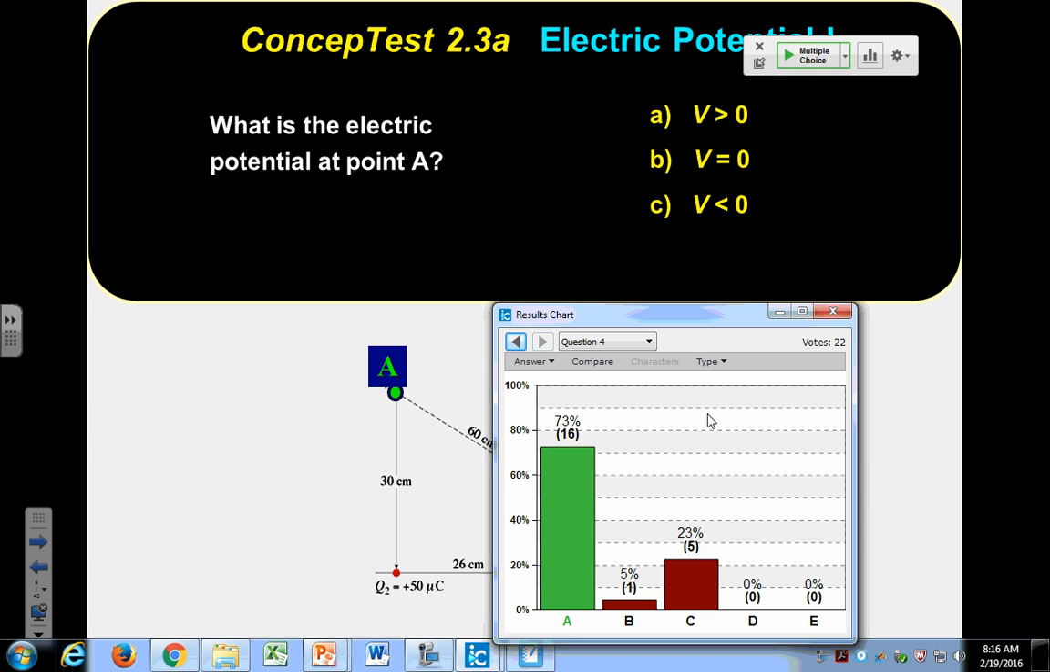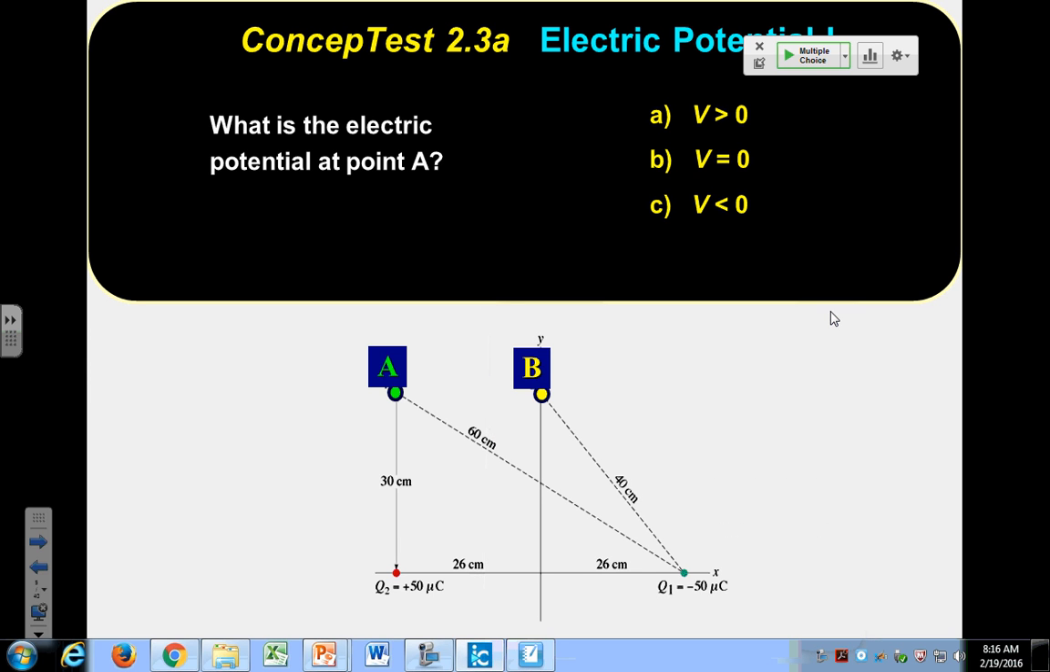Okay, awesome. A is right. Remember, when I'm adding up potentials, it's KQ over R plus KQ over R. Because I'm closer to this positive charge right here, the positive voltage is going to overwhelm the negative voltage. I'm further away from the negative charge, and so the potential due to it will be smaller. It'll be negative and smaller in magnitude. So I'll have a net potential that's greater than 0.